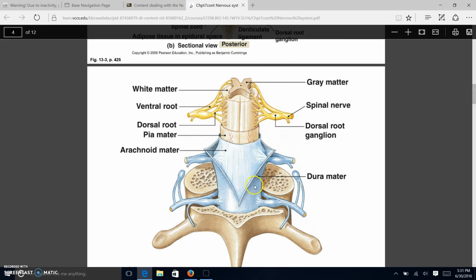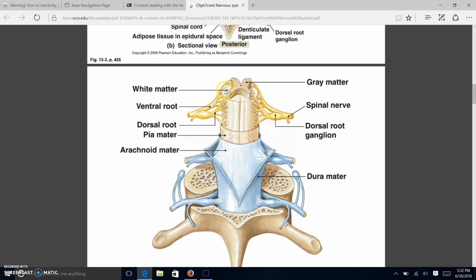Okay, again, we can see those three layers here. We can see the gray matter, the white matter, the ventral root, the dorsal root ganglion. We know that the ventral root is where motor neurons are coming out and the axons are traveling through there. The dorsal root is where sensory neurons are coming in, and the nerve cell body of the sensory neurons are in the dorsal root ganglion.